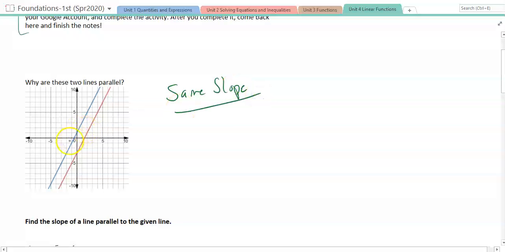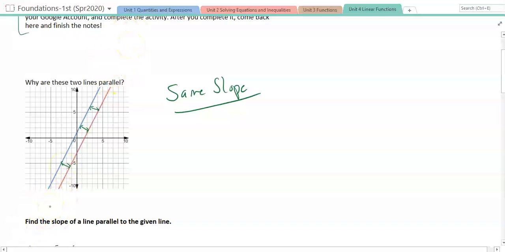Because remember, parallels are like railroad tracks, right? So these two lines will be the same distance apart no matter where I go along them and cut a perpendicular line through them. Now, we'll talk perpendicular later on in geometry, but you've learned perpendicular before. Remember, that's crossing at a right angle. And so this line is the same distance away from the very top of the graph all the way down below here.